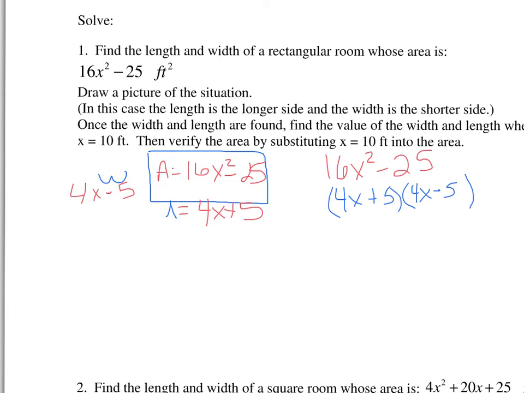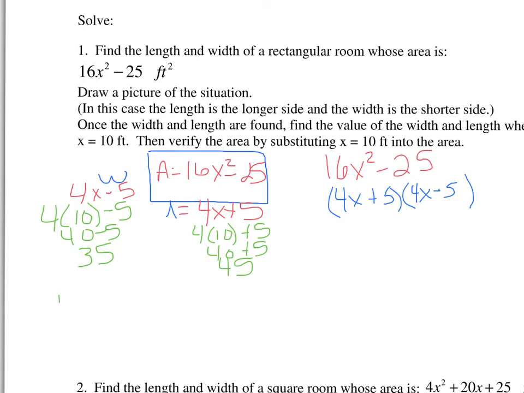So that would be 4 times 10 minus 5, or 40 minus 5, which is 35, and 4 times 10 plus 5, so 40 plus 5, which is 45. Now to find the area, we will need to multiply this length times this width. So area will be 35 times 45. That comes out to be 1,575, and that will be square feet for area.